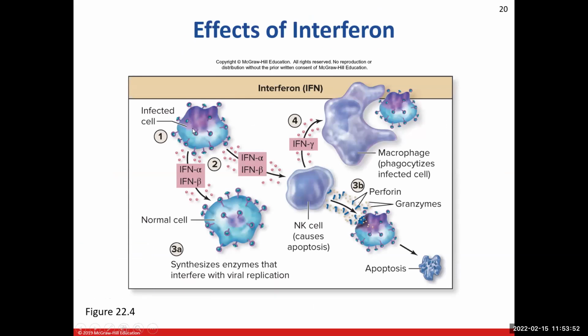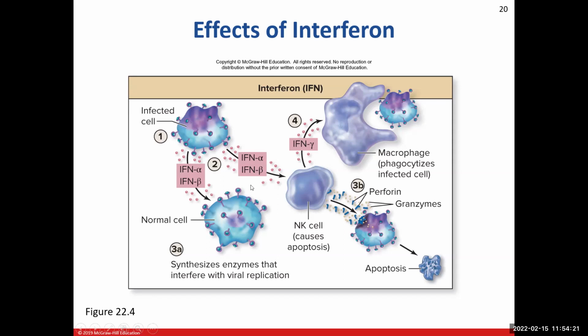Okay, so here is our infected cell. Unfortunately, the virus has already gotten to it. It starts to release alpha and beta interferon to the surrounding cells, and so it protects the surrounding cells. These cells are then stimulated to make certain proteins and enzymes that are going to make it difficult for that virus to replicate.